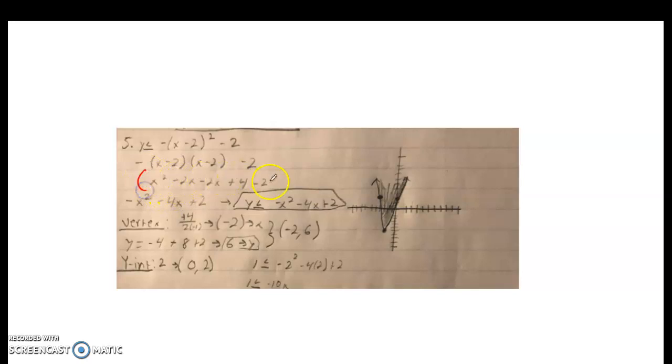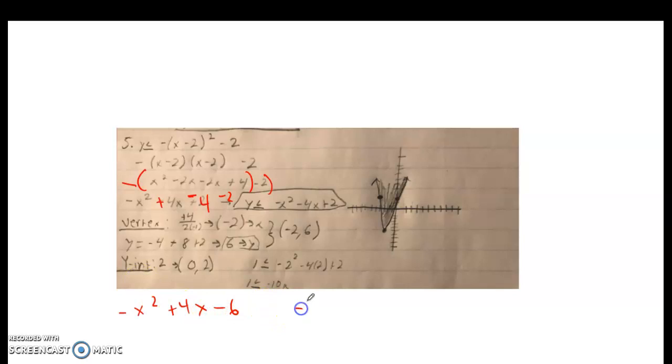So what you really have here, you FOILed it right, but you have a negative not outside the 2, just outside here. So now you're going to have negative x squared, which is right. Now this should be a plus 4x, the opposite, and this should be a minus 4. And then you have your minus 2 on the outside. So what you should have is negative x squared plus 4x minus 6.